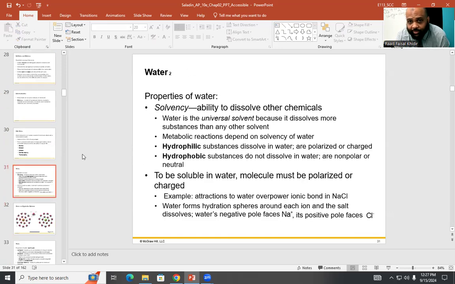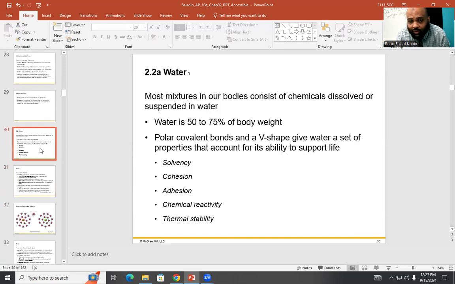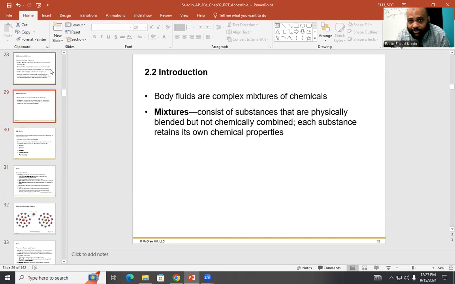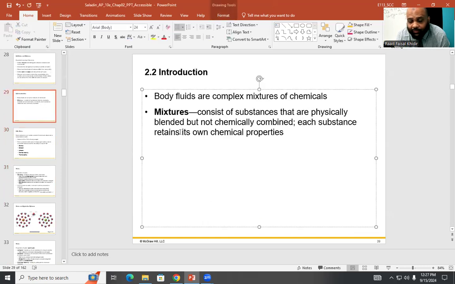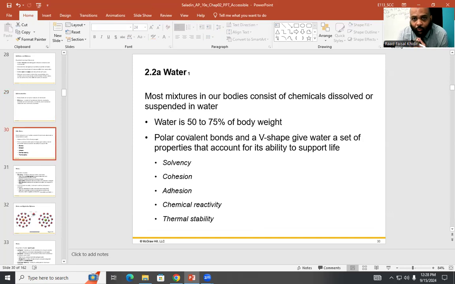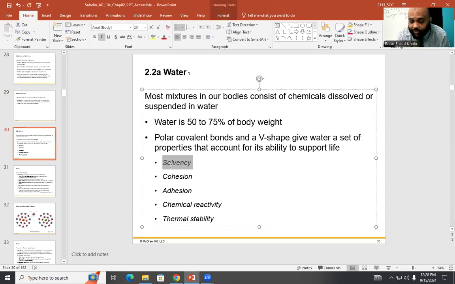Okay, mixtures. Mixtures are important because they are physically blended substances, but they're not chemically combined, so each retains its own chemical properties. So what are the properties of water? The solvency: you see how it can dissolve other electrolytes with its hydrogen bonding. Cohesion: water molecules stick together to one another through hydrogen bonding.